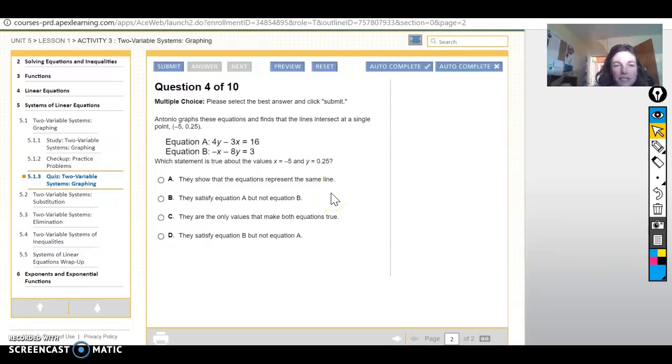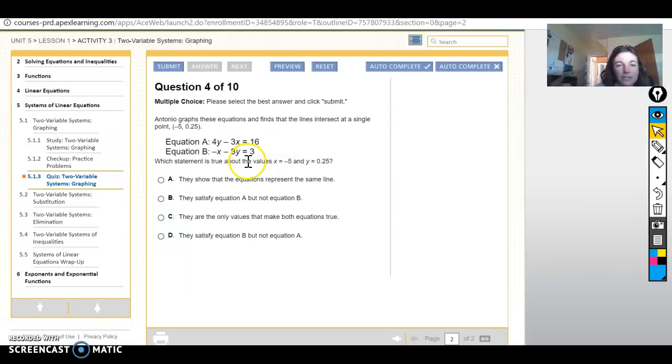Antonio graphs these equations and finds that the lines intersect at a single point of negative 5 and 0.25. Which statement is true about the values of x equals negative 5 and y equals 0.25? The first statement says they show that the equations represent the same line. No, that's not true. Let's just verify that.